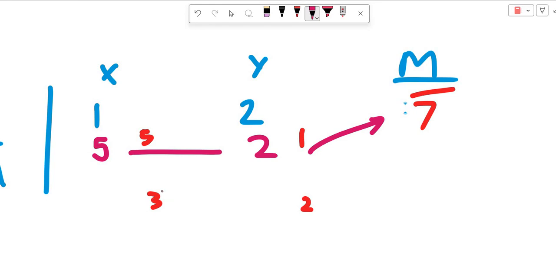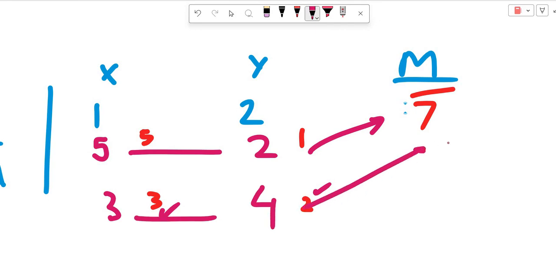Another way could be you buy 3 units of commodity X. So 3 units of commodity X into the price of commodity X, 3 times 1 is 3. And you buy 2 units of commodity Y, 2 units into the price, which is 2, and you get 2 times 2, which is 4. 3 plus 4 is also 7, right? So what I mean to say is you can buy different commodity bundles using the same amount of money. This is very obvious, right? There are multiple ways of buying different things, but you end up spending the same amount.